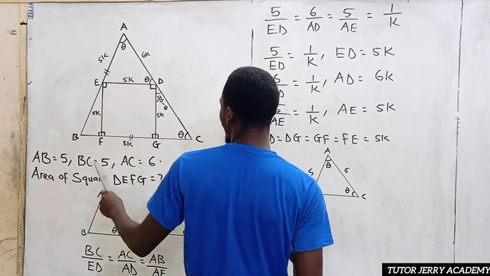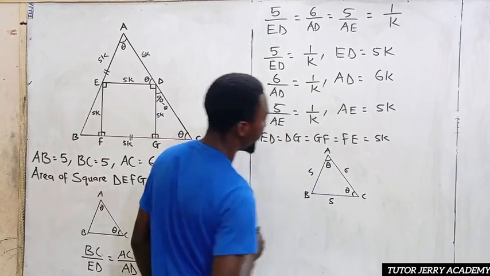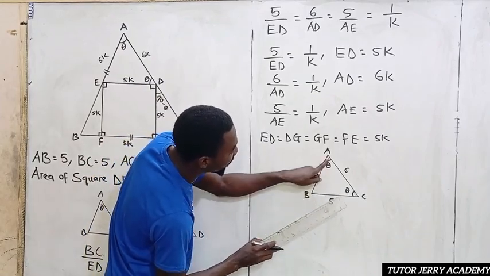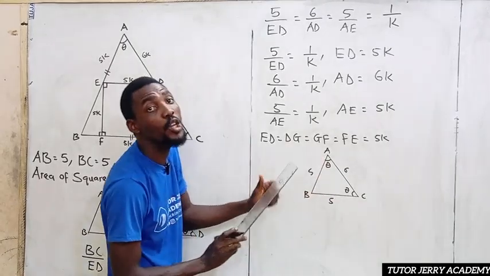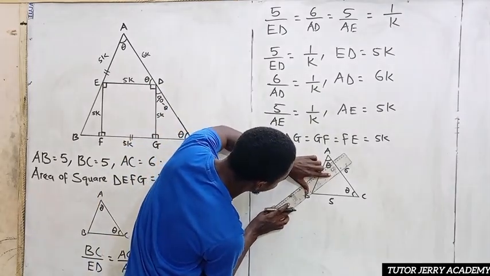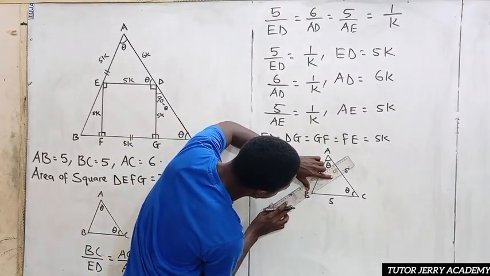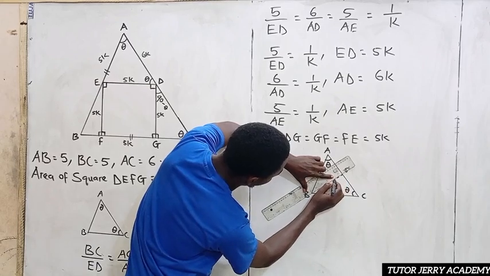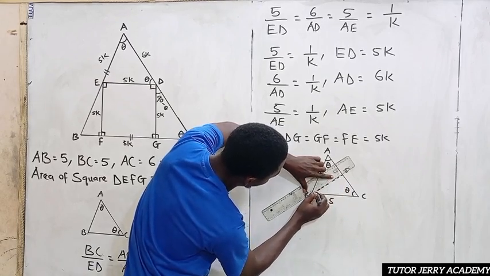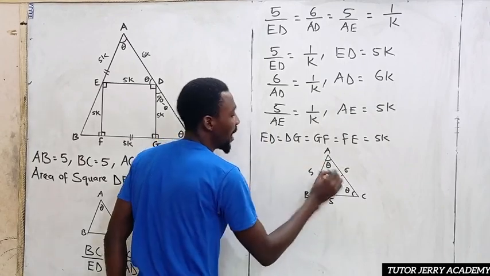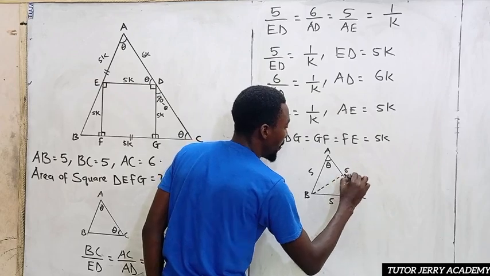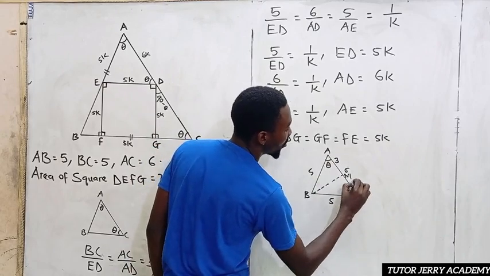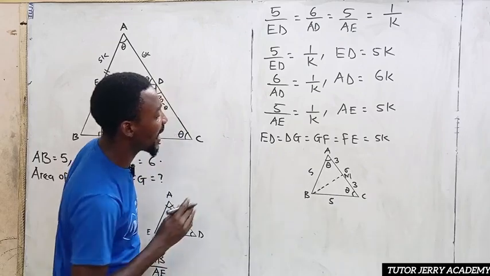And then BC is also 5. Now, if I draw a perpendicular line from this point to this, to bisect line AC into 2 equal parts, we are going to have something like this. So it bisects line AC at, let's say, M. So it shows that AM is going to be 3, and MC is also going to be 3.